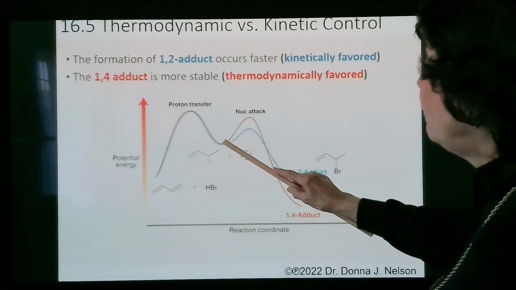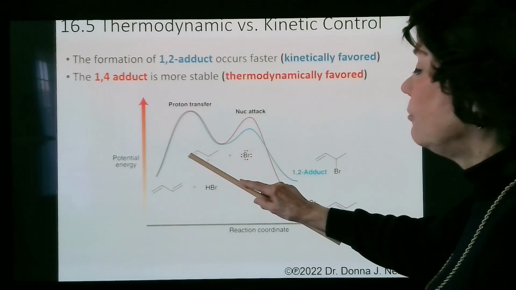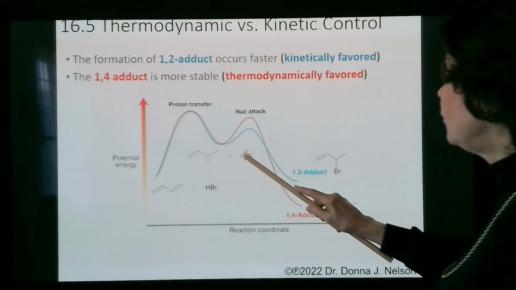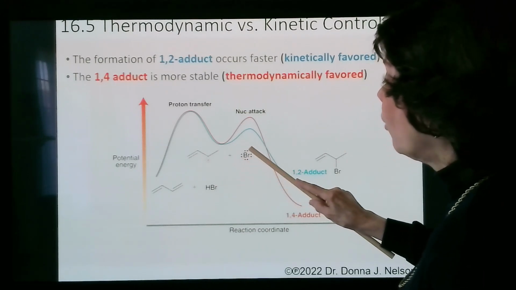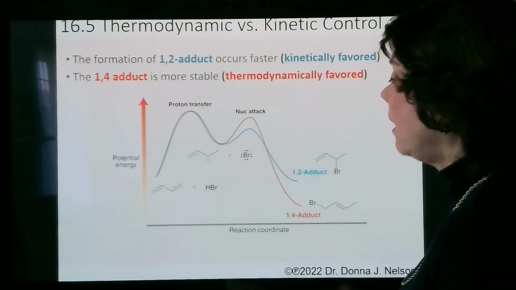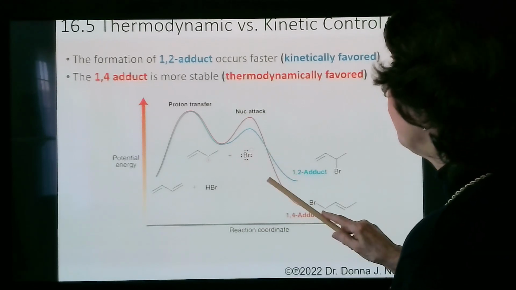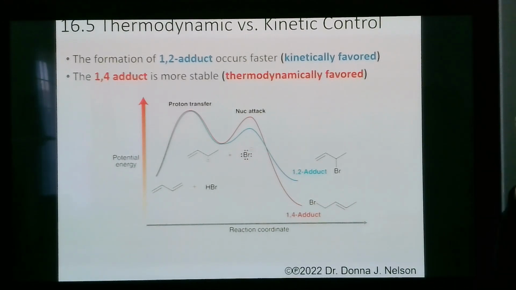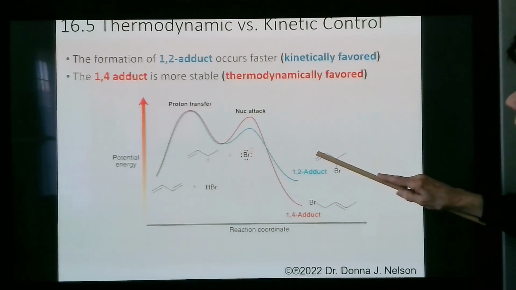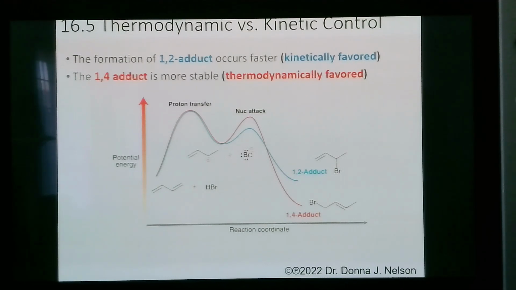Down here, in order to form the 1,2 adduct, the bromide does not have to migrate through any solvent. So as soon as the CH bond is formed, the bromide is right there next to this carbon bearing the positive charge. And so you simply have the collapse of the counter ions. Now this leads to the less stable adduct, the 1,2 adduct. It's the less stable because this carbon-carbon pi bond is only a monosubstituted carbon-carbon pi bond.